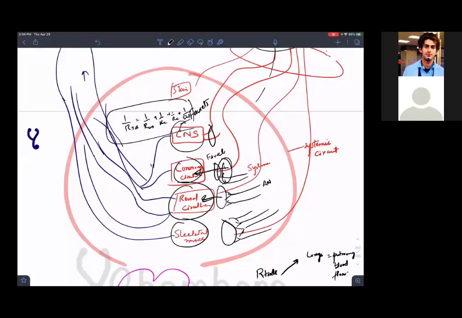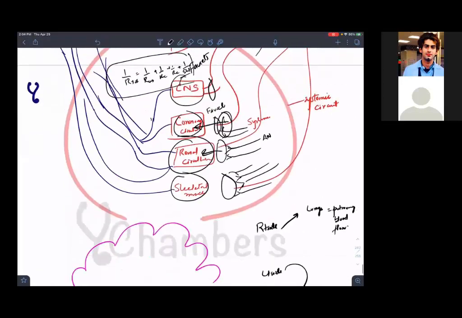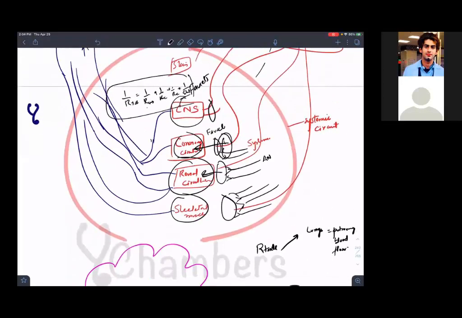Why? I will tell you. That means the resistance in the CNS, for example, is 5 resistances. This is 6 resistances. This is 3 resistances. You calculate their fraction. First you fractionate them, then you add them together. The total will decrease. The total resistance will decrease, guys.